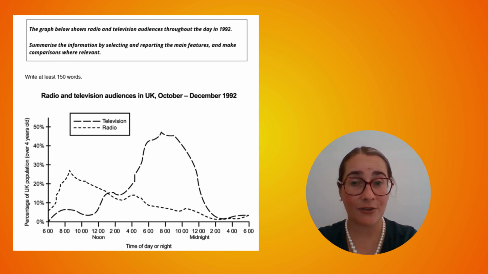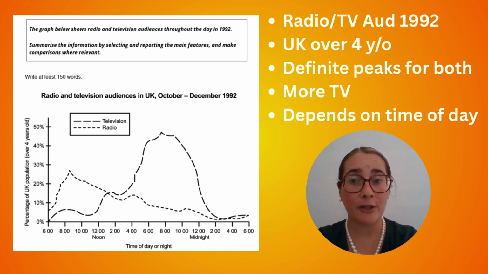The keywords that I took from the question were we are looking at both radio and television audiences. The date 1992 is very important. And another thing that's important is these are UK audiences over 4 years old. So this is what I have taken from the question. And it says summarize the information, select and report the main features, and make comparisons. So they really do want you to make comparisons as well in your answer.